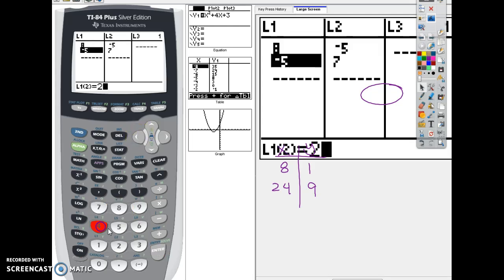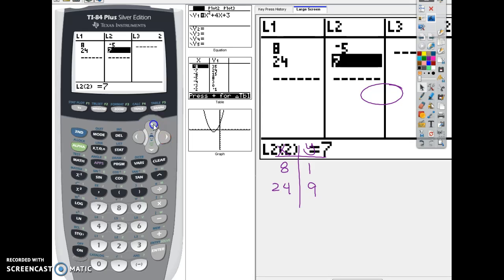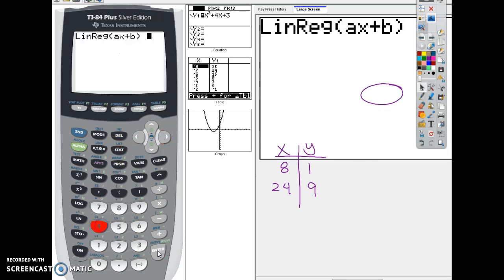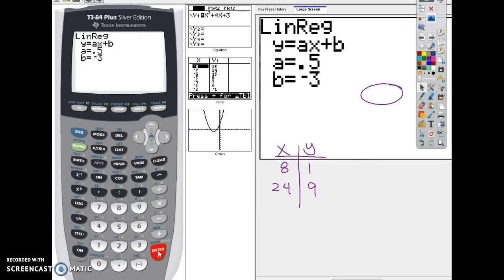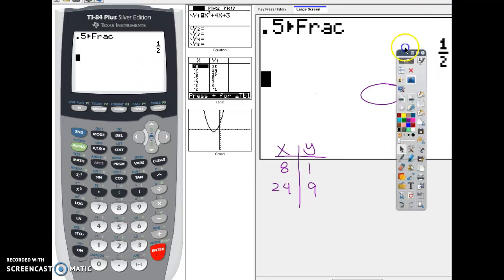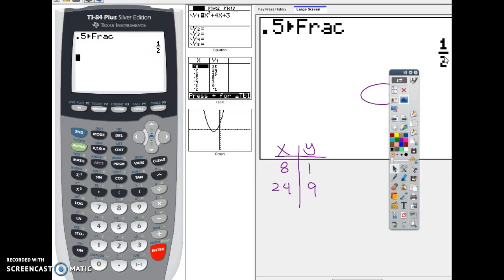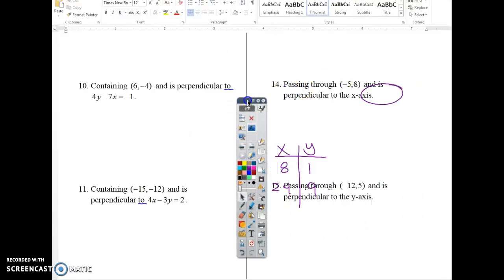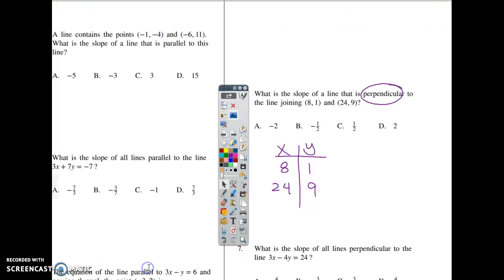Eight, 24, and 1, 9. Stat, calc 4, enter. 0.5, so let's change that to a fraction. 0.5, math, enter, enter, is what? Positive 1/2. Okay, so the slope, wrong one again. So the slope of this one is a positive 1/2.